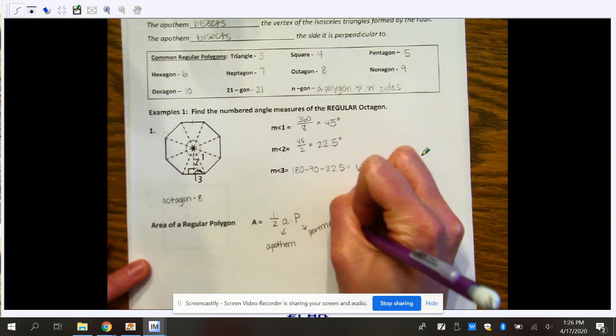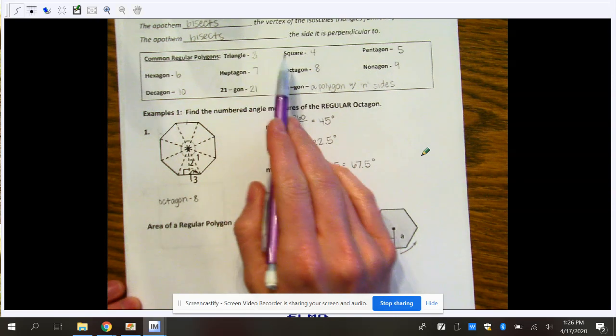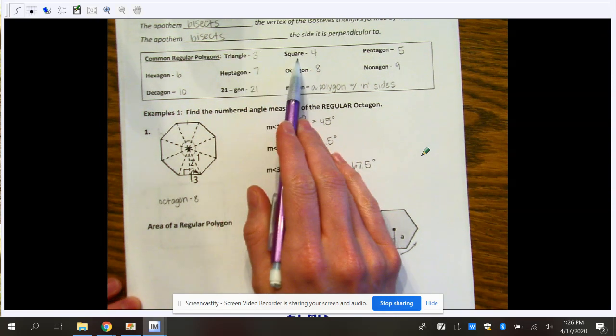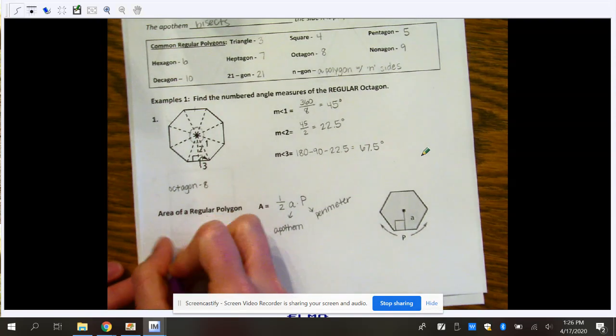So there may be some background work that you need to do. Now keep in mind that there are a couple of regular polygons up here that we have much simpler formulas for. So you want to keep those in mind too. Just because you see a triangle or a square does not mean you have to use this formula.